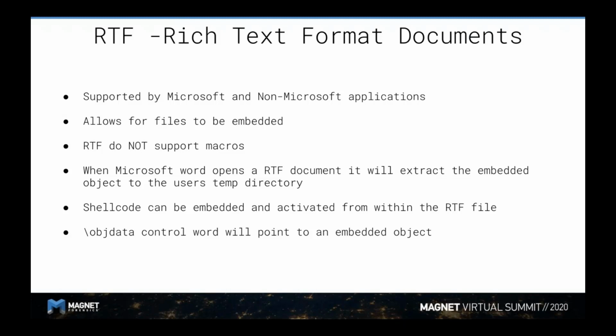This next one is really important, and we'll see an example of this when we do the dynamic analysis. When Microsoft Word opens an RTF document, if there is something embedded, it's going to extract that embedded object to the user's temp directory. So we'll want to keep that in mind when we go through the dynamic analysis portion to see if anything's been dropped into the user's temp directory. Again, just like all the other documents, shellcode can be embedded and activated from within the RTF file, and we'll see that. And as we're doing the static analysis of an RTF document, one of the control words I'm looking for is the objdata control word, because that will typically point to an embedded object, and you'll see examples of that as well.